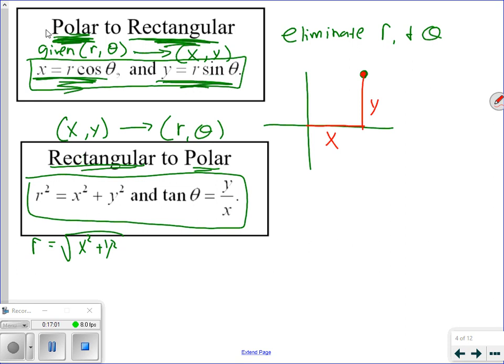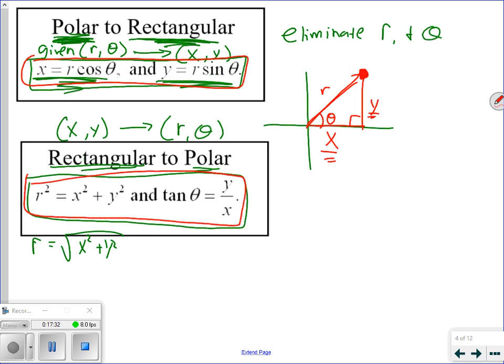Or we can talk about this point in terms of a radius length and a theta value, right? So notice that this point can be described two ways, x and y, or r and theta. And it's because of what we know about how theta and r and x and y relate on a right triangle that we're able to come up with these identities to substitute from one version to the other.